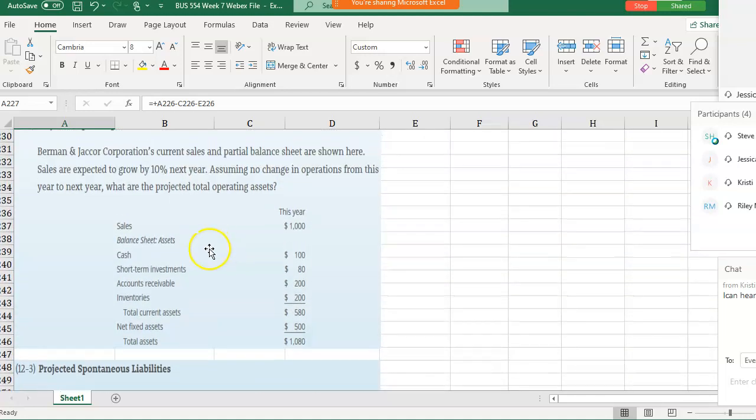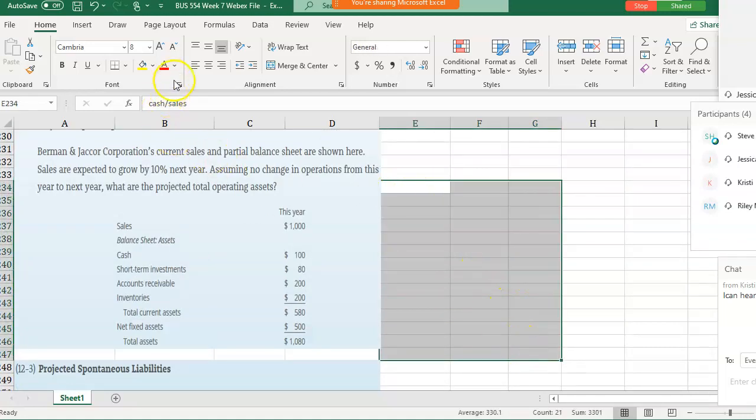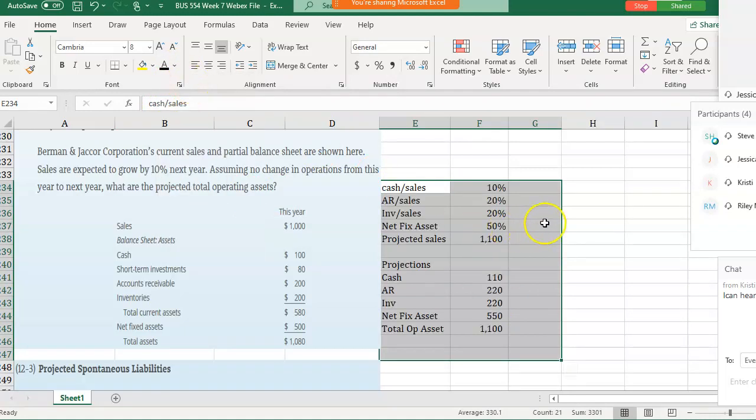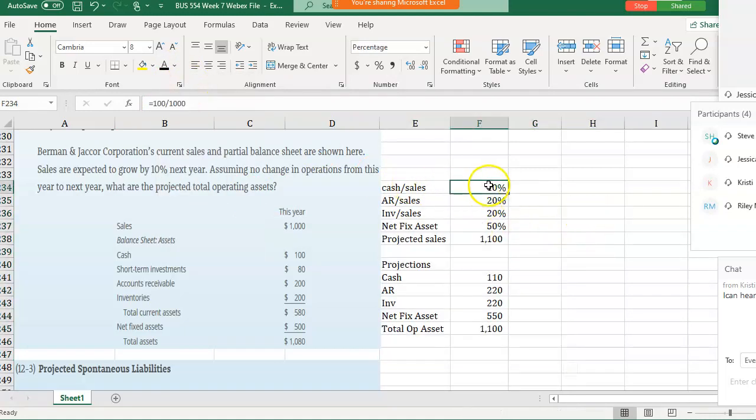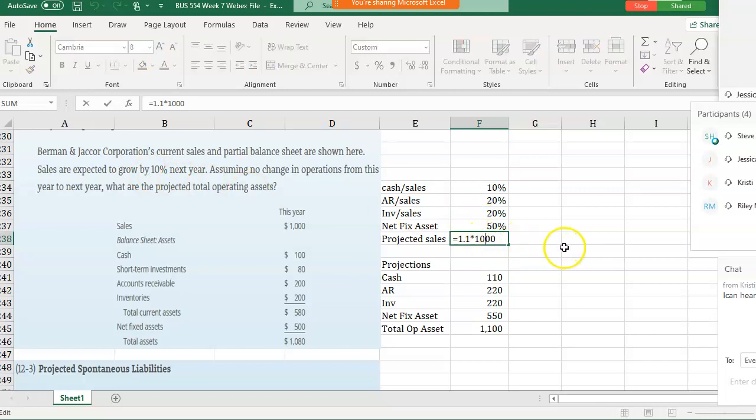So what you have to do, and what I did is I hid everything over here, so I'm going to make it so you can see this stuff now. It's right there. So what you had to do is do some ratios. I just want you to see the numbers. So cash to sales, accounts receivable to sales, and inventory to sales. And I did net fixed assets, which is 500, also divided by sales, and then projected sales. They said that sales will grow by 10%. So 1 million times 1.1 is their growth.